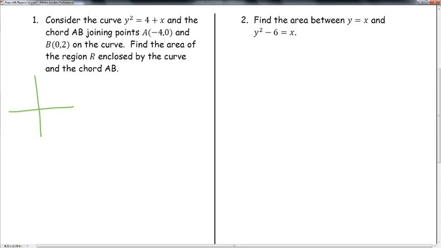I'm going to go ahead and solve for x. And so x is now my dependent variable and y is now my independent variable. So where I have y squared is equal to 4 plus x, if I solve for x, I get x is equal to y squared, and if I subtract 4 from both sides, I get minus 4.